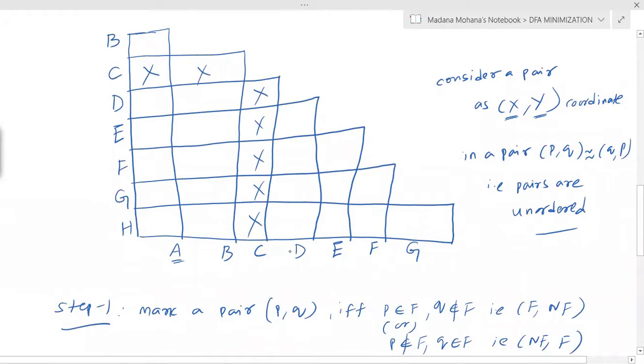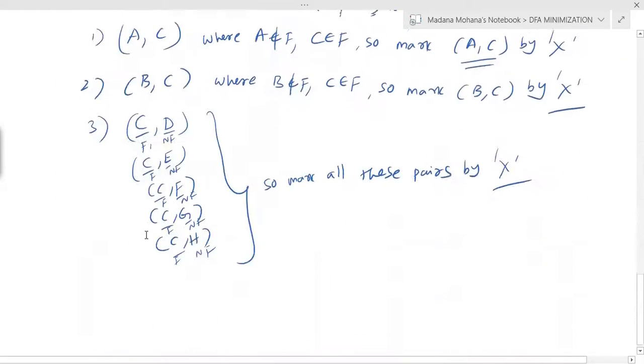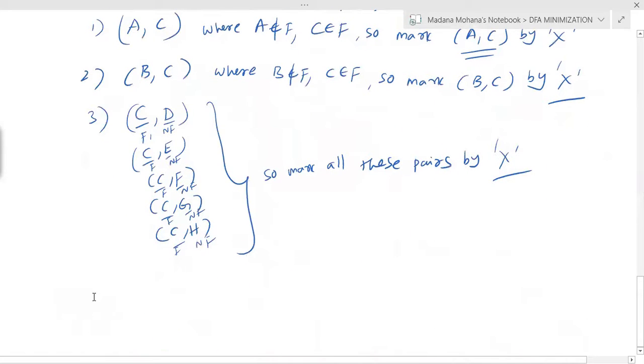Now the next state is D. D with C we don't have any combination. E with C we don't have any combination. F with C we don't have any combination. G with C we don't have any combination. So in the initial step, the only pairs marked are those which are combinations of final and non-final states.